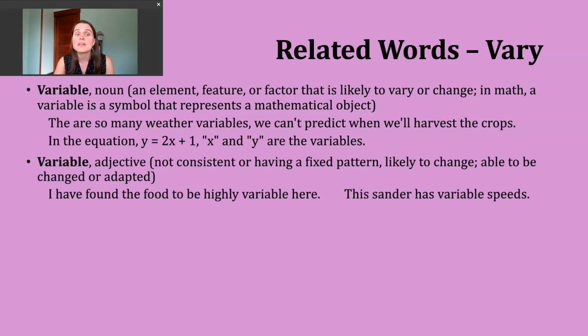Now you should also know that variable can be used as an adjective. Same spelling, same pronunciation, but the adjective variable can mean that something is not consistent. It doesn't have a fixed or set pattern. It can also mean that it's likely to change. An example of this might be, I have found the food to be highly variable here.